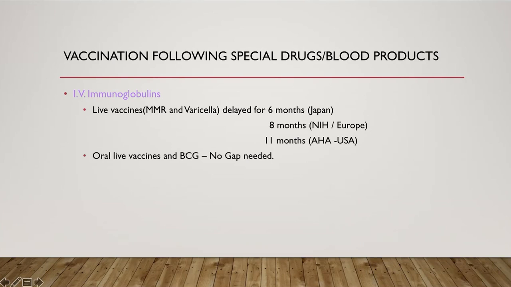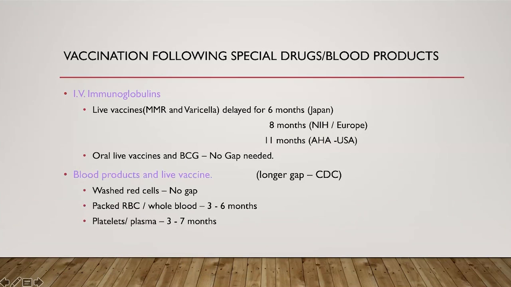6 months. But for oral live vaccines like polio and BCG vaccines, no gap is needed. So you have given immunoglobulins, but the child is awaiting BCG or oral live vaccines like polio, a gap is not needed.